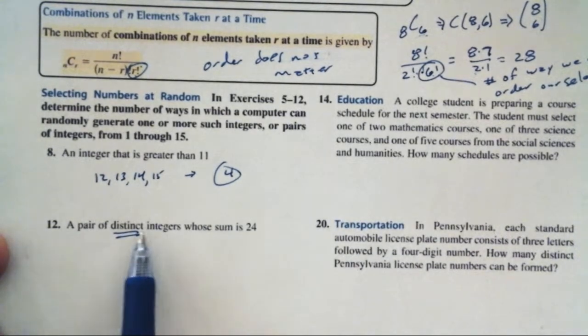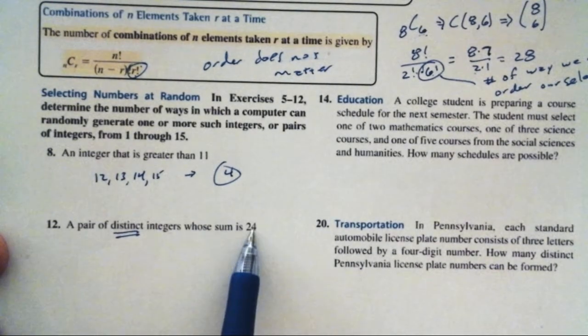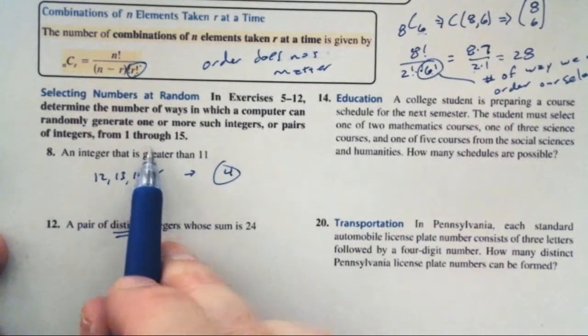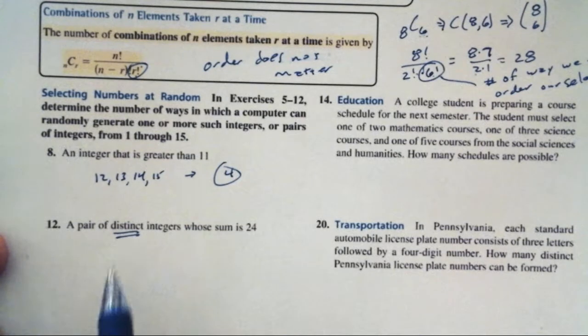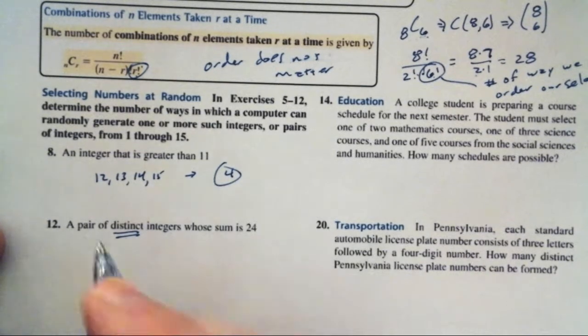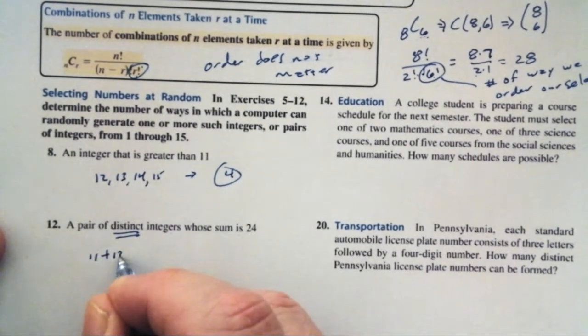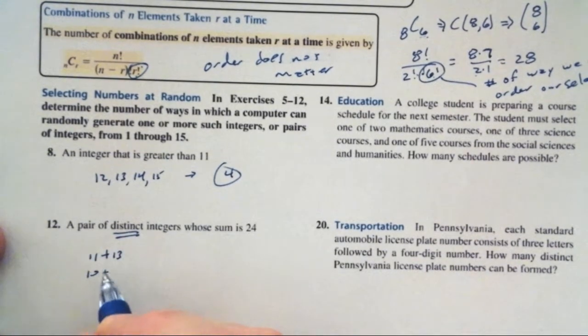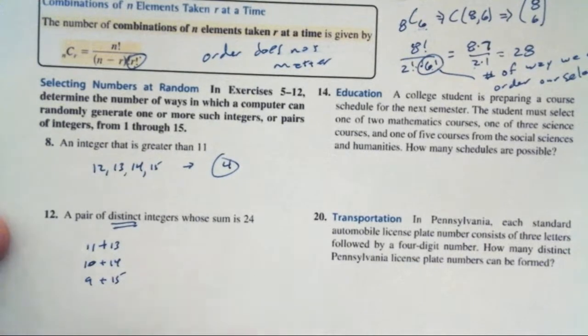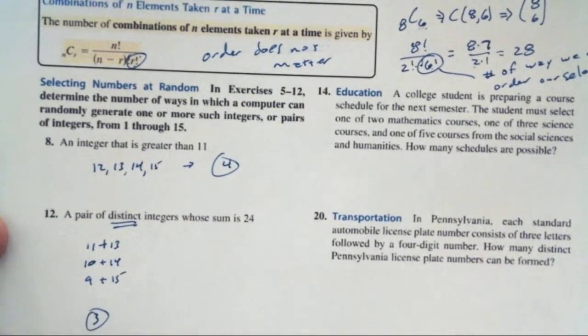We want a pair of distinct integers whose sum is 24. Well, let's see, distinct integers whose sum is 24 from 1 through 15. 12 and 12 is an argument, but I would claim they are not distinct with one another. So how about 11 plus 13? How about 10 plus 14? And how about 9 plus 15? So we could make an argument it's 3.